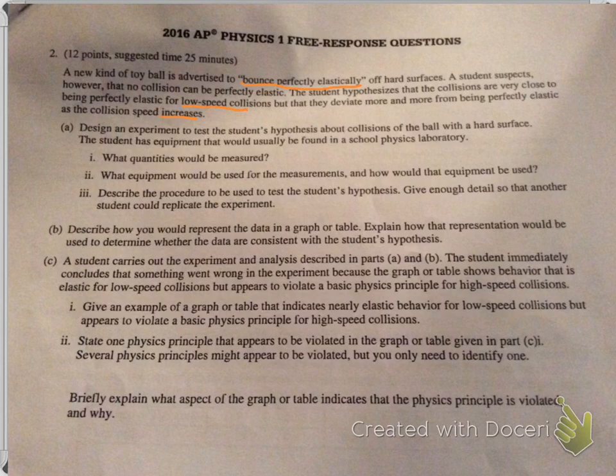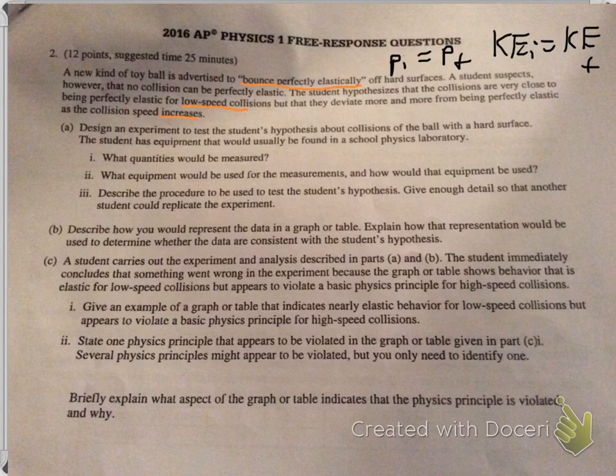Okay, so first off, let's review. In order to do this, you have to understand what a perfectly elastic collision is. Essentially, remember for all collisions, momentum is conserved. But here we're looking for essentially that the initial kinetic energy is equal to the final kinetic energy. I should have just written K instead of KE, but there we go.